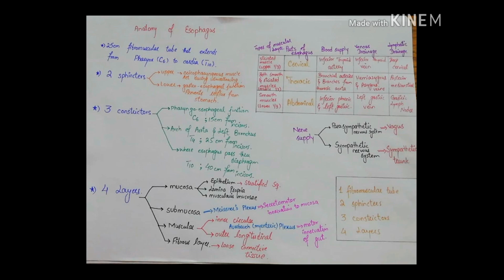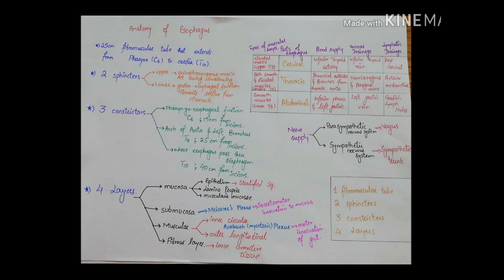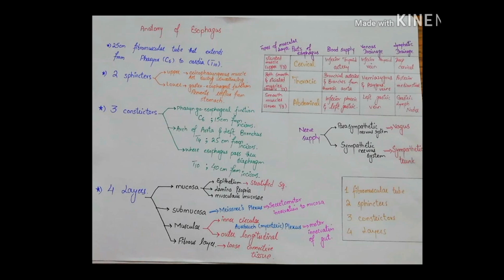Now, another important point regarding the division of the esophagus into upper one-third, middle one-third, and lower one-third is that the upper one-third has striated skeletal muscle, the lower one-third has smooth muscle, and the middle one has a combination of both. Talking about the nervous supply, the parasympathetic nervous supply is by means of the vagus, and the sympathetic nervous system is supplied by the sympathetic trunk.